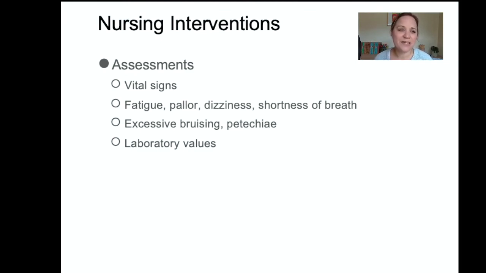We're going to assess vital signs. We're going to look for signs and symptoms of anemia and poor oxygenation and perfusion: fatigue, paleness, dizziness, shortness of breath. We're going to look for problems with clotting, with the thrombocytopenia, lack of platelets, excessive bruising, and petechiae. And we're going to be looking at their white blood cells and their CBC in general.